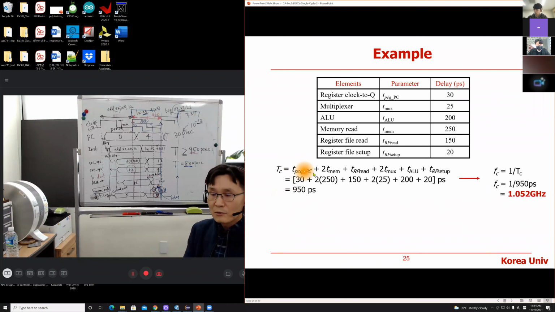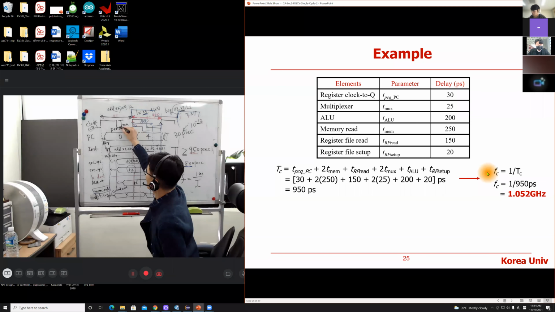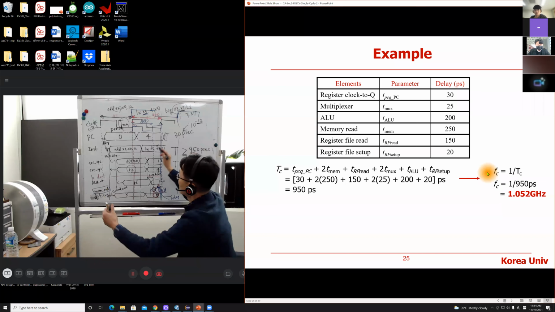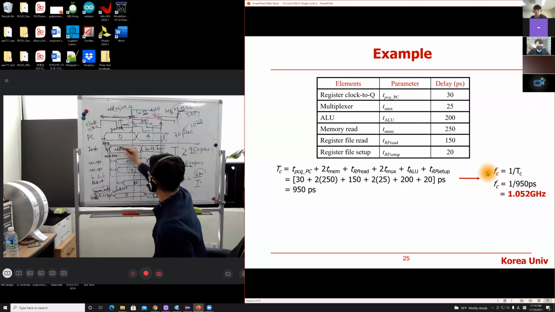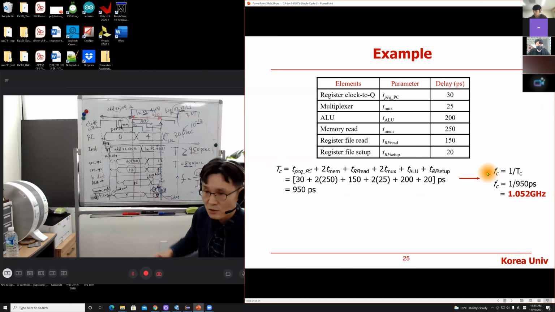So if you want to get the clock frequency, F is what? Frequency is 1 over T. In other words, in 1 second, how many T's, how many clock periods do you have? That is the clock frequency. Within 1 second, how many T's do you have? That is the clock frequency.